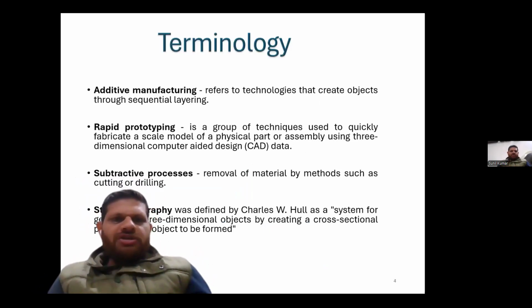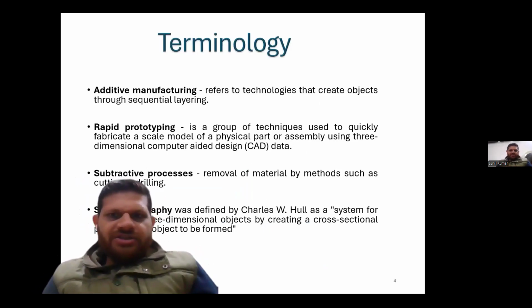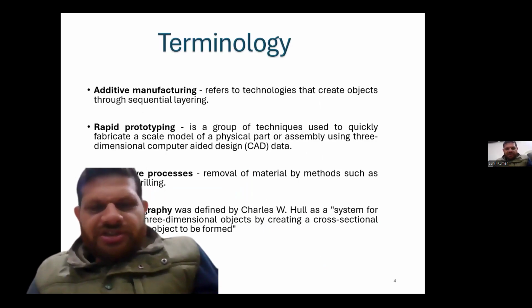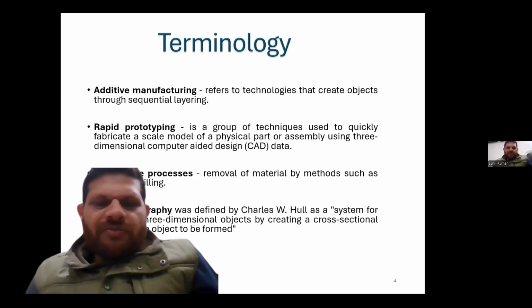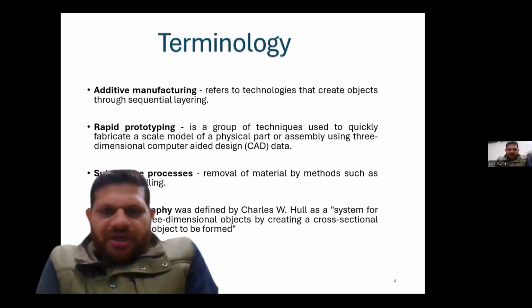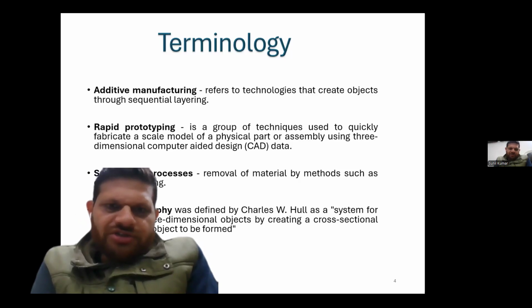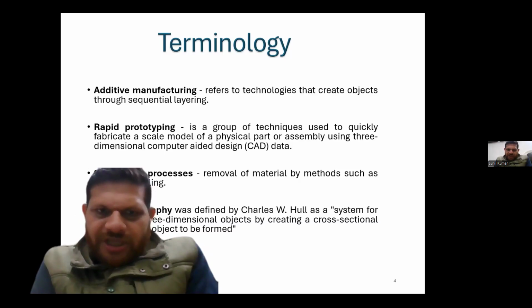The terminology generally used is additive manufacturing. The difference between additive manufacturing and rapid prototyping is that in additive manufacturing we mostly print the 3D object with the help of wire filaments or some powder. In rapid prototyping, typically the input is in powder form, and we use heating coils or lasers to melt that powder and give it a shape.